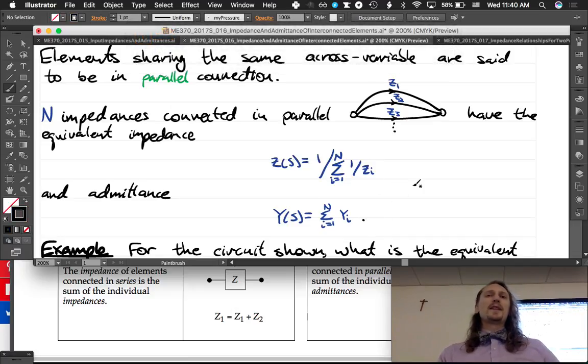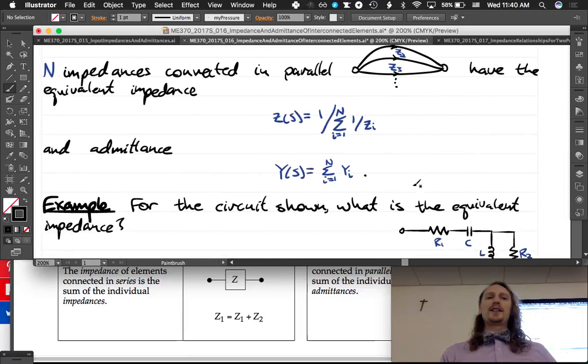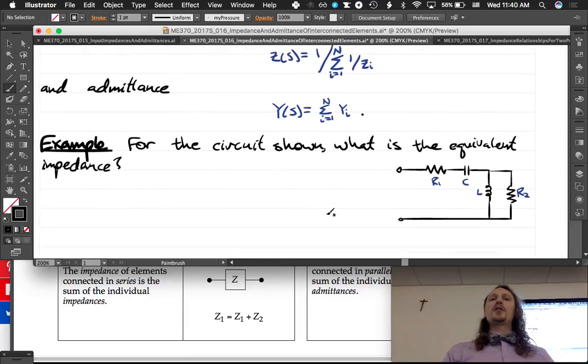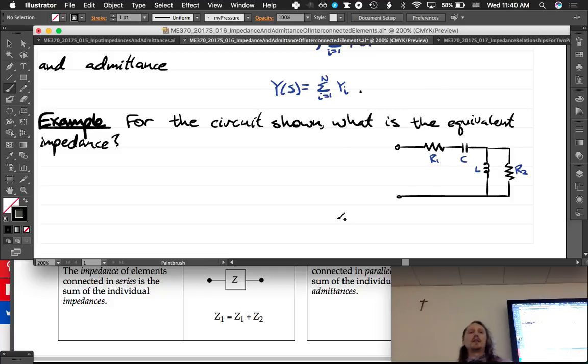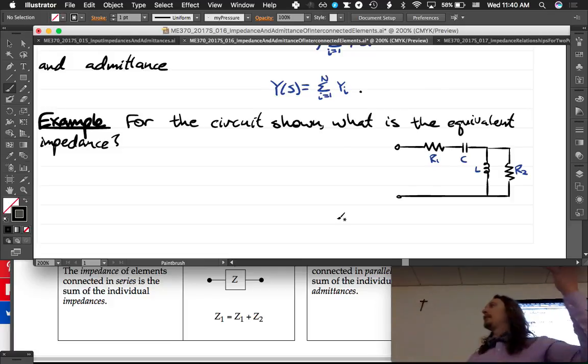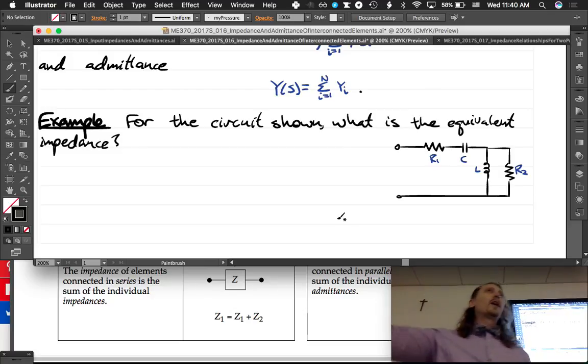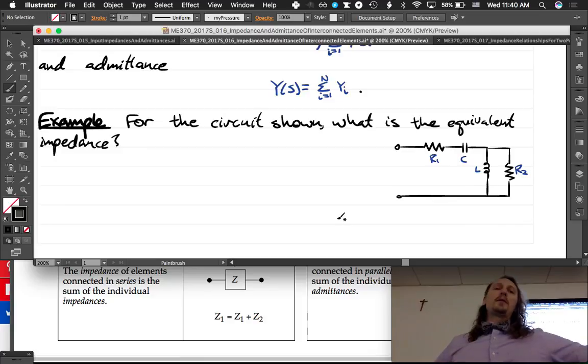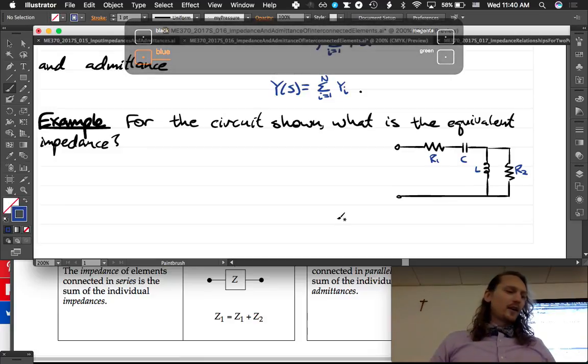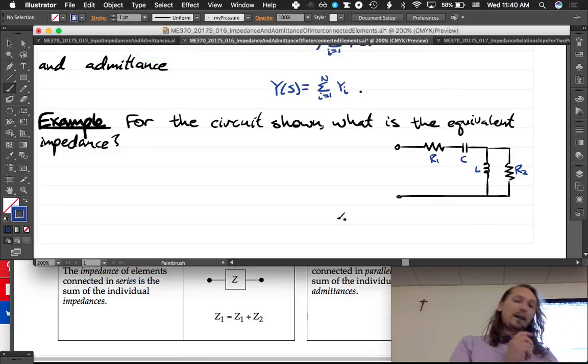So let's do an example, shall we? For the circuit shown, what is the equivalent impedance? I'm going all the way, first example I do, and I give you 4 elements connected together. How hard am I, Professor? It's ridiculous. Okay, I'm going to give you guys a minute. I think you guys can do this all on your own.